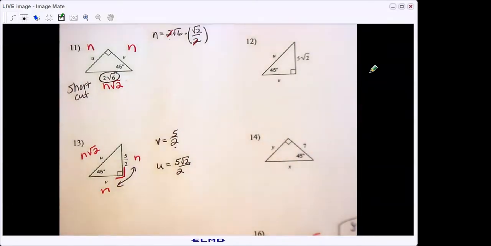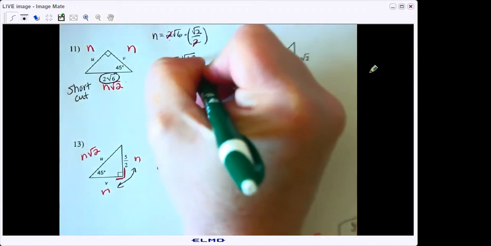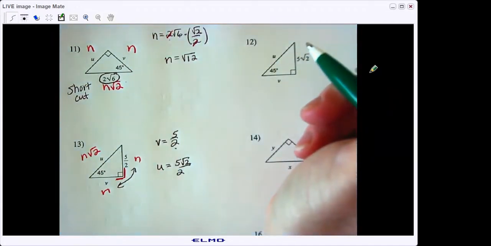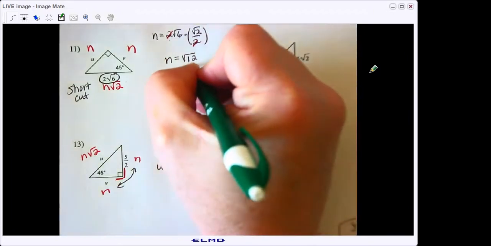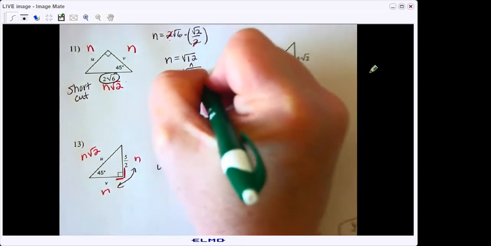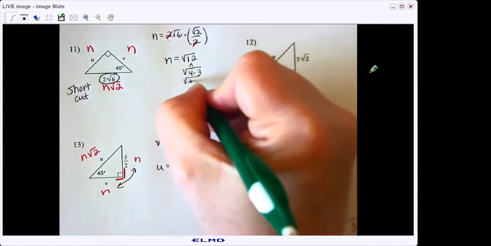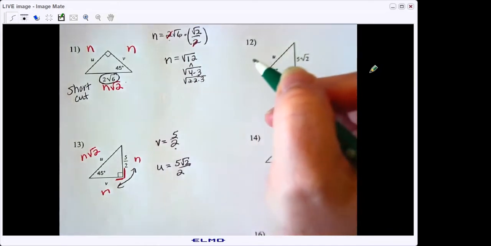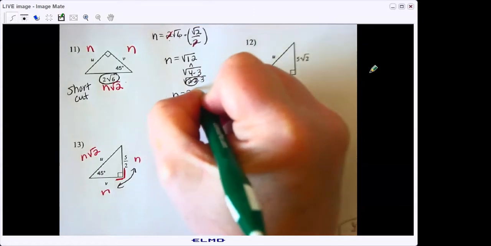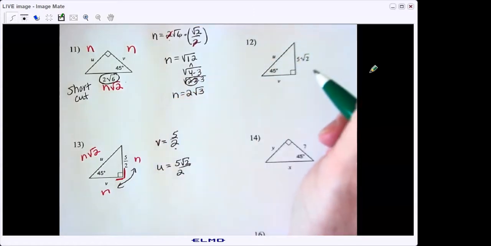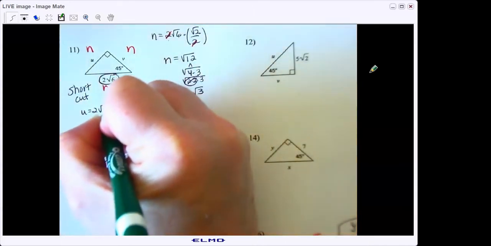And then we can simplify the root 6 times root 2. Most of us would just multiply it together and get root 12, which is technically an answer, but it's not a simplified answer. So we need to break this down. We can go 4 times 3. The square root of 4 is 2. So we actually have n equals 2 root 3. So we know that both u and v equal 2 root 3.